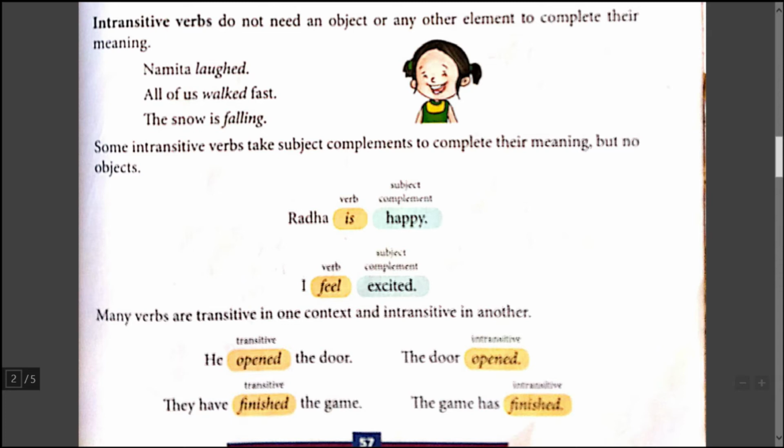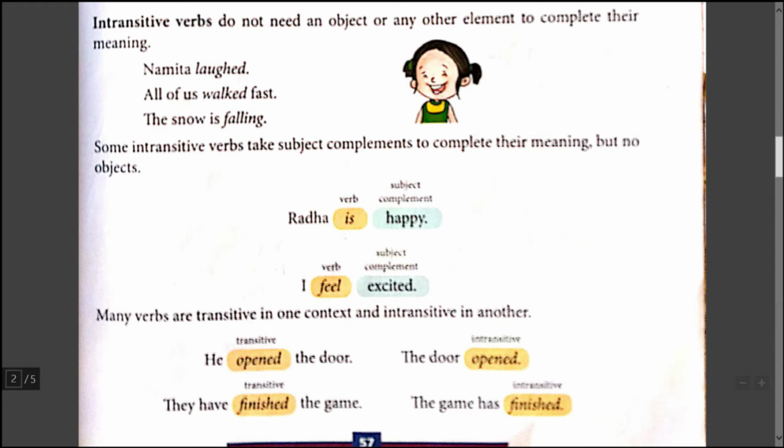Many verbs are transitive in one context and intransitive in another. Means some words can be used as transitive and also as intransitive. For example, he opened the door. He opened what? The door. So opened is acting as a transitive verb. Next one, they have finished the game. They have finished what? The game. The game is the object and finished is a transitive verb.